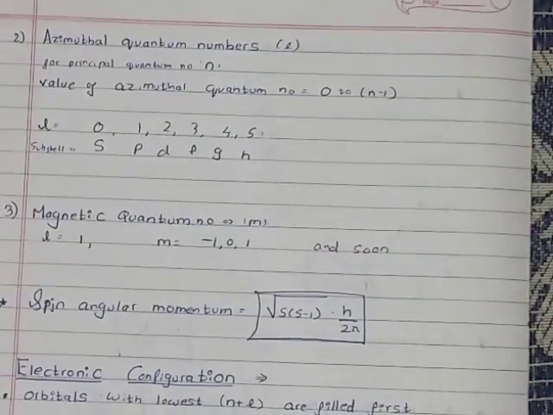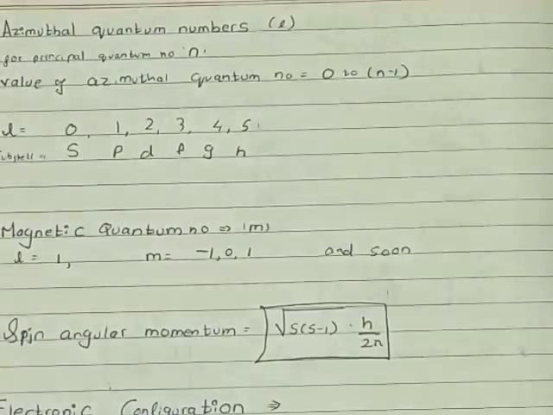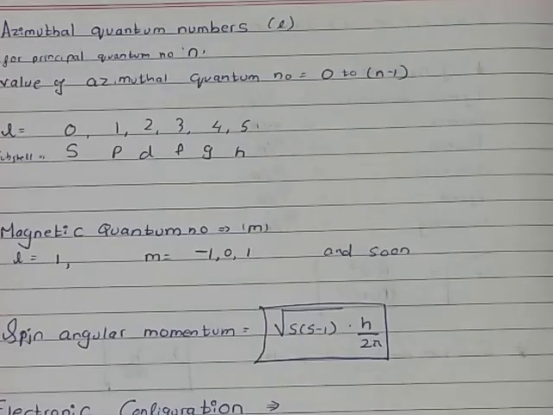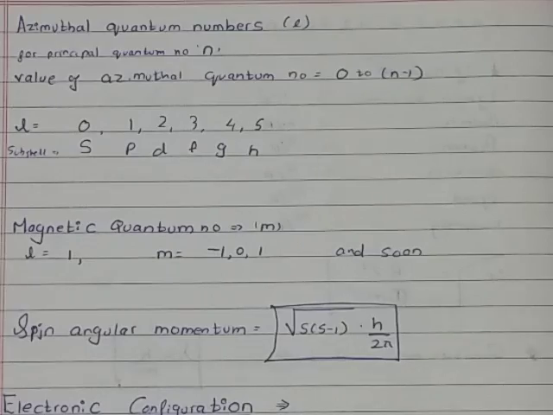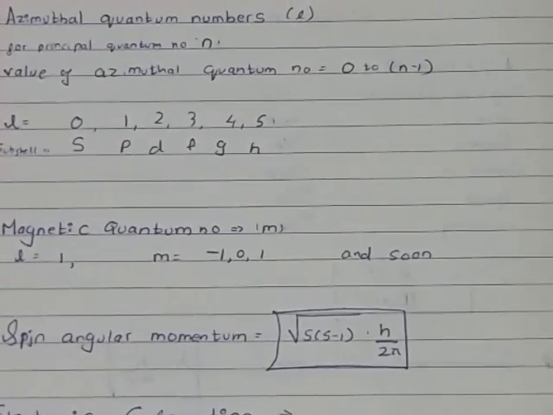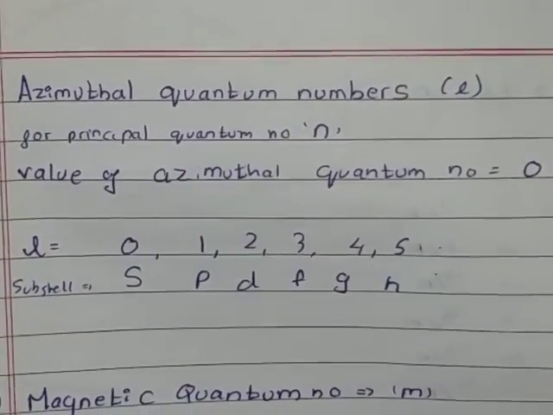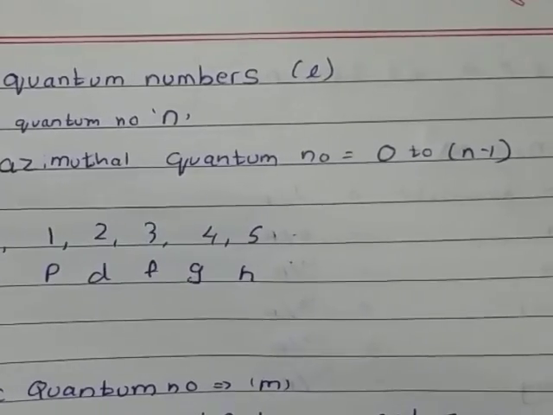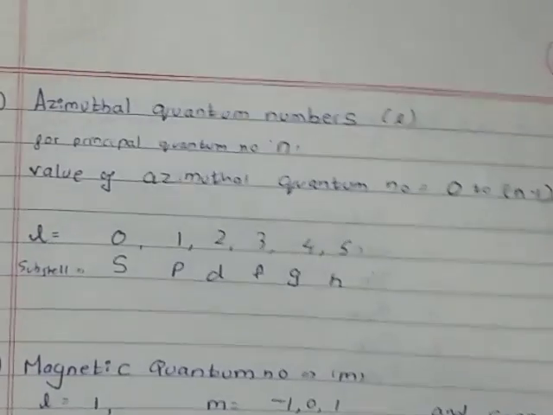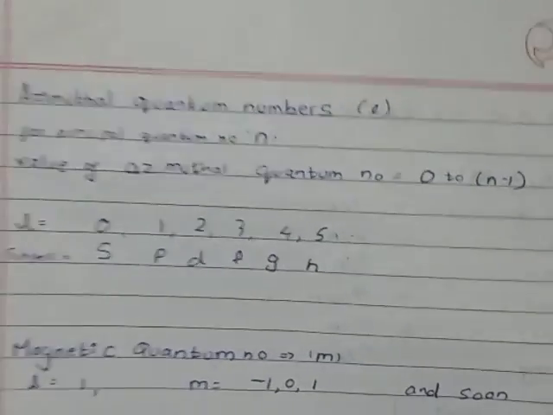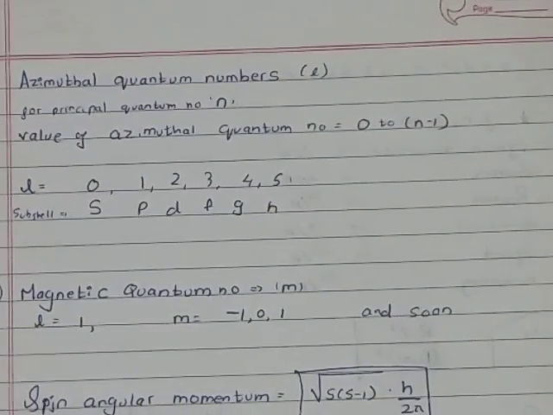Let's get on to our next page, that is the azimuthal quantum number, which is denoted by the letter L. Now guys, listen to me. As you can see, here it is written for principal quantum number N. Let me zoom that. For the principal quantum number n, the value of azimuthal quantum number equals 0 to n minus 1. Did you read that? That is for L: 0, 1, 2, 3, 4, 5.